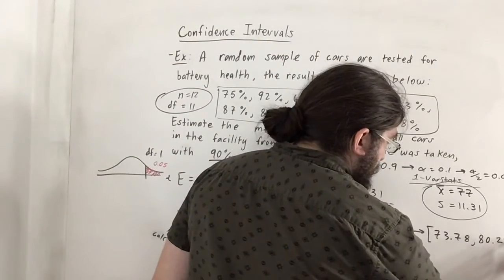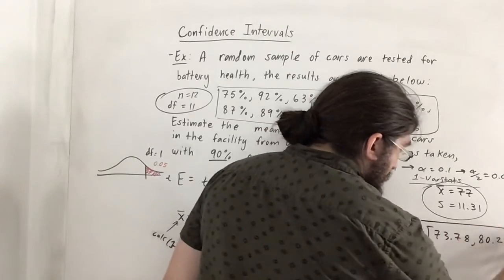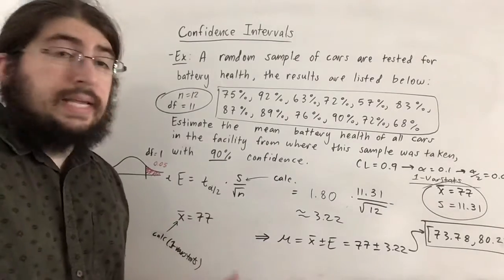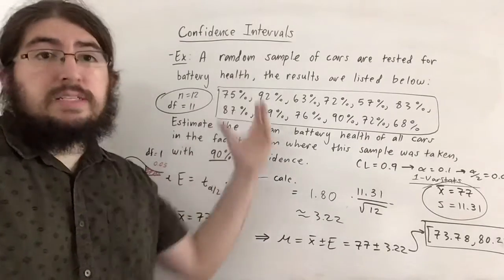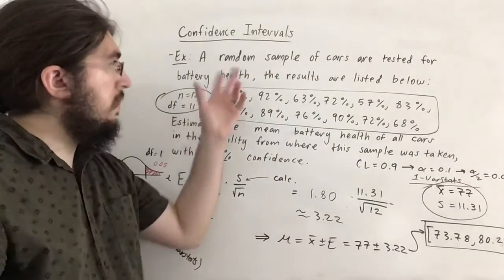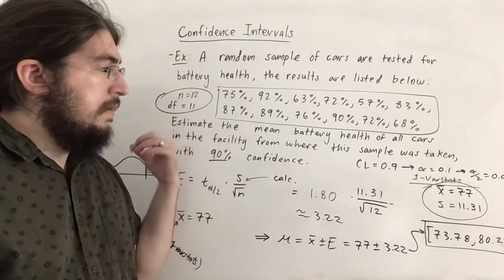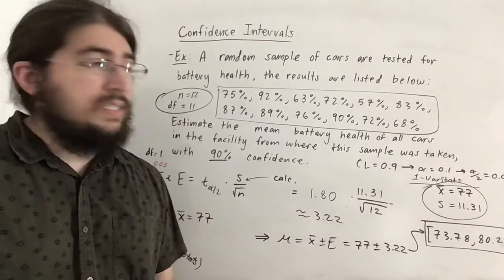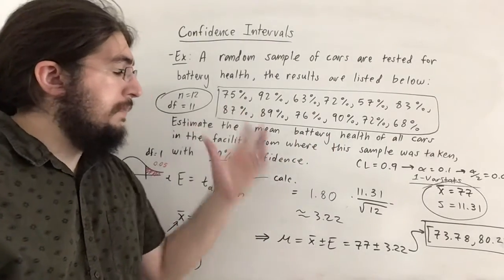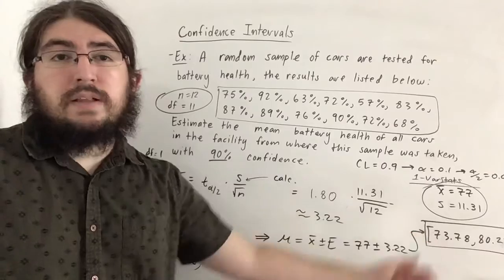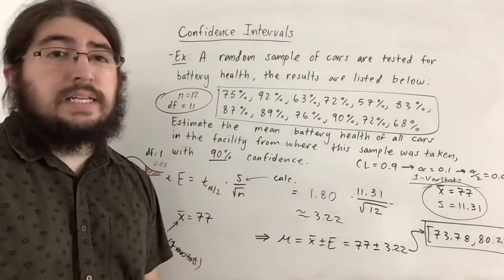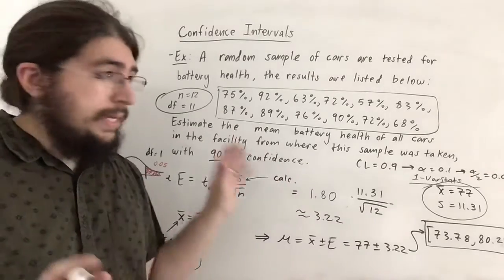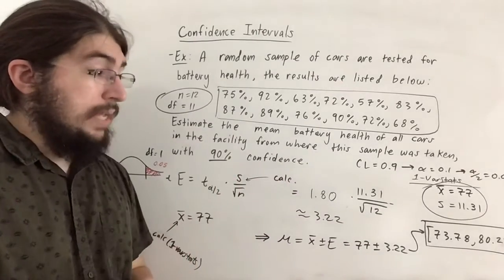Perfect. So this is it. This is our estimate of the population mean. So we are 90% confident, given this random sample in the facility of battery health, that the population mean, so the mean battery health of all cars in that facility, is in between these two values. And we're 90% confident that that is indeed the case. Now, that really ends it actually. So that ends this example and then ends the video.